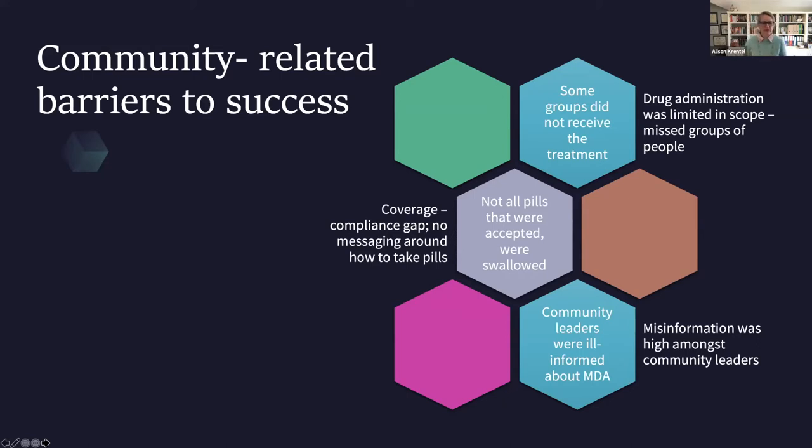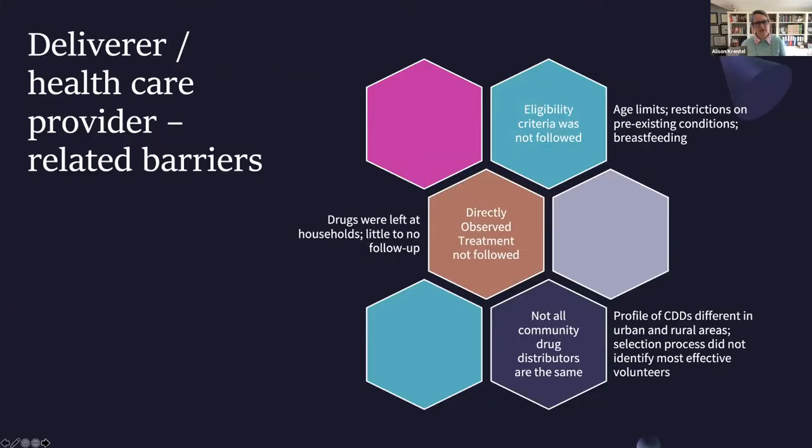We also detected that community leaders themselves were ill-informed about mass drug administration, and they're often our best advocates for their own communities. We saw that there were deliverer or healthcare provider related barriers. So we saw eligibility criteria that was not in accordance with WHO criteria, new age limits and restrictions on pre-existing conditions. We found that directly observed treatment, which was the gold standard, was not actually used in the field. And we also found the profile of our drug distributors was actually quite different.